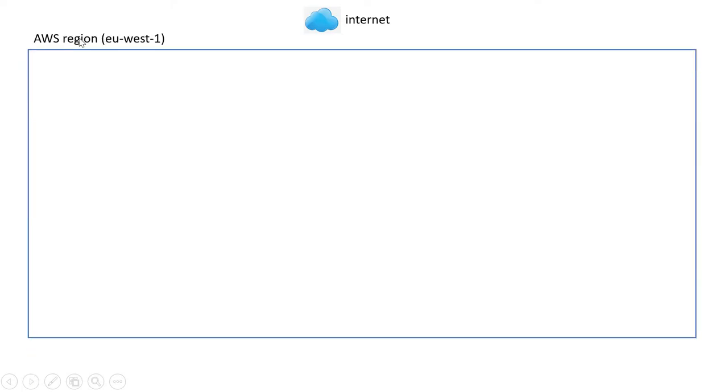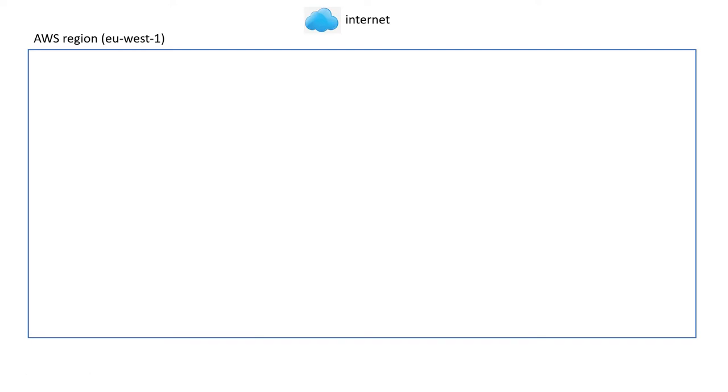So the first thing is AWS region. So what is an AWS region? AWS regions are physical locations around the world where Amazon hosts its cloud computing resources, and each region is physically isolated from other AWS regions to achieve the greatest possible fault tolerance and stability.